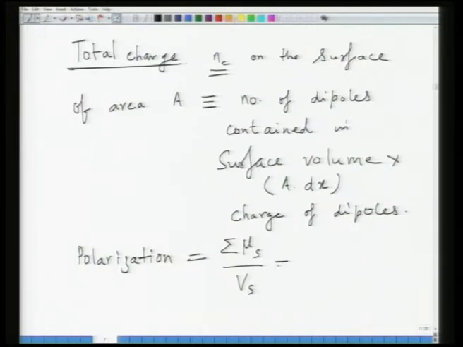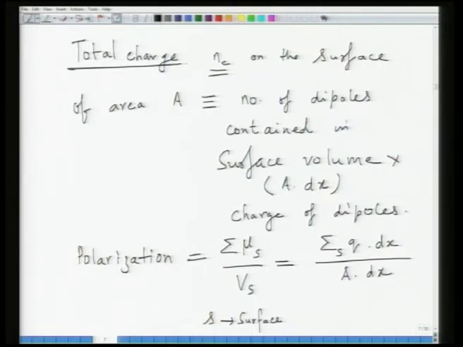And what is mu s? Mu s is nothing but sigma s q into dx, where this subscript s refers to the surface. And what would Vs be? Vs would be A into dx.